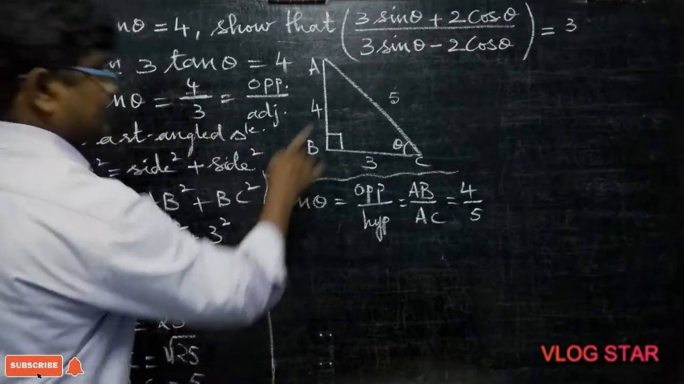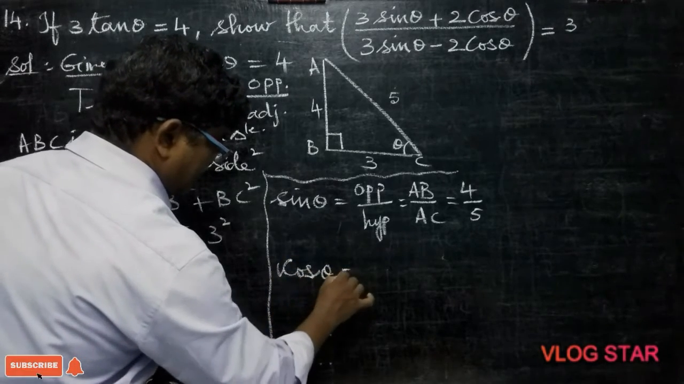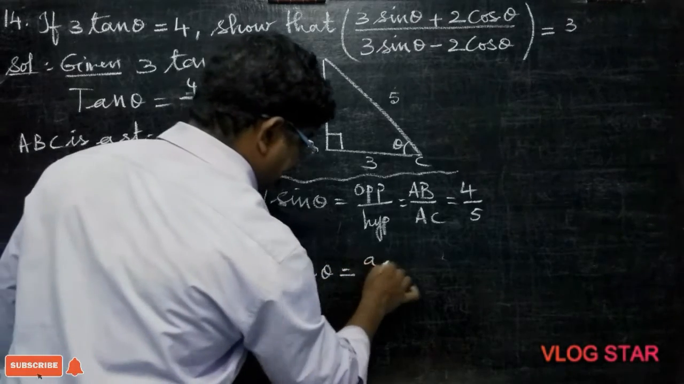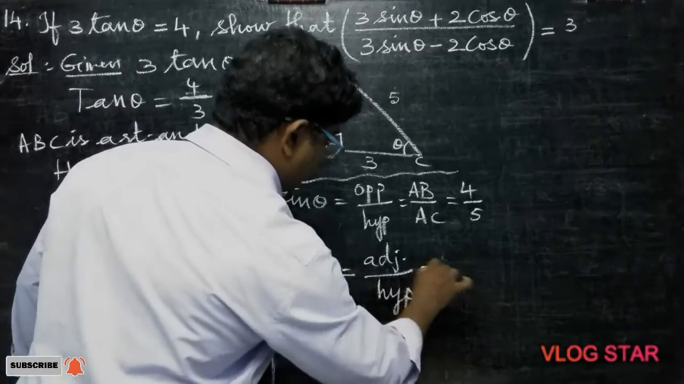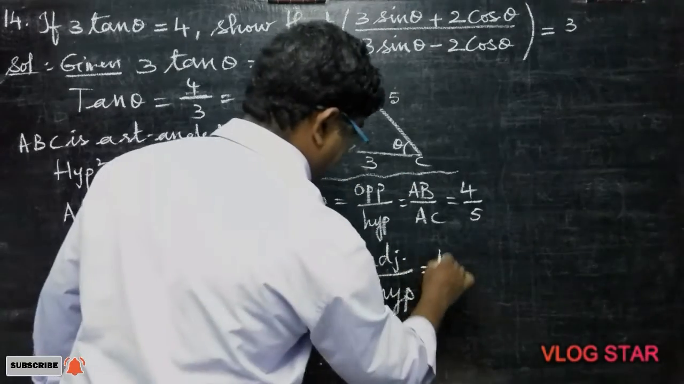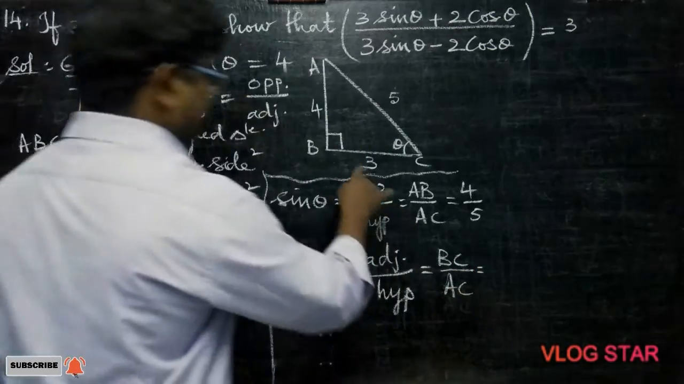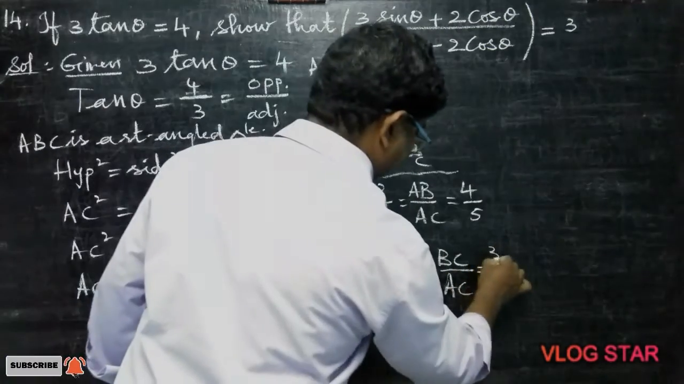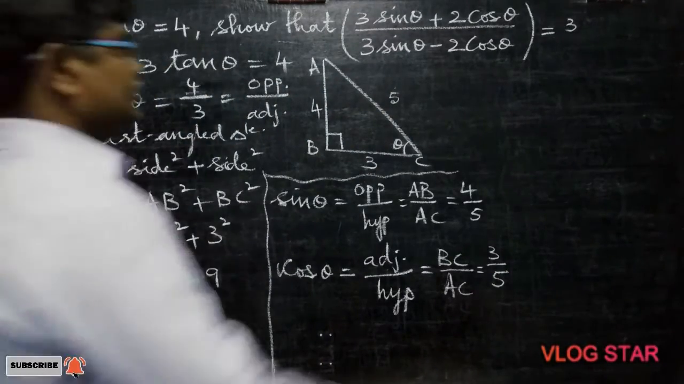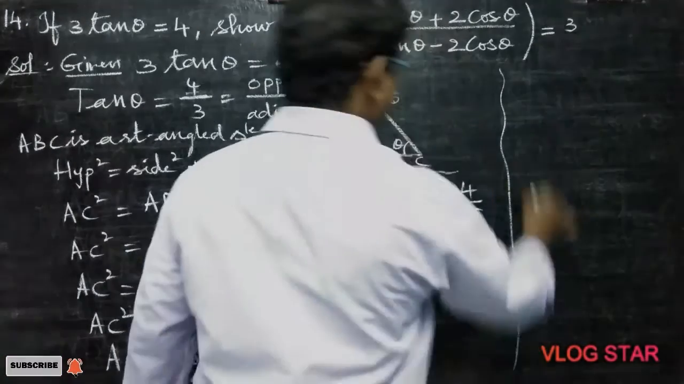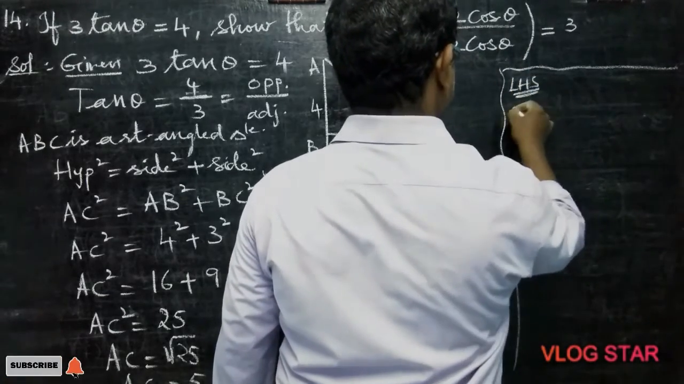Next, cos theta. Cos theta means adjacent side to theta by hypotenuse. What is adjacent side? BC. And what is hypotenuse? AC. So 3 by 5. Now what are they asking to find? To show that, LHS you take first. What is LHS?